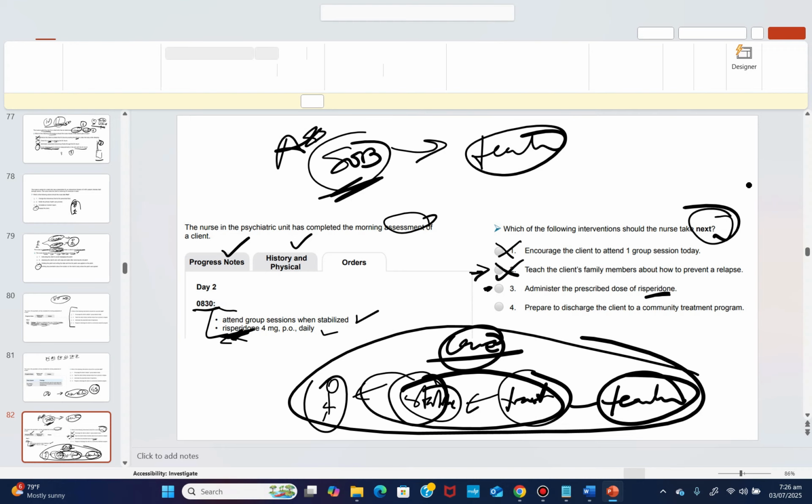Because see, number 4 is saying you should prepare for discharge, right? Prepare to discharge the client to a community treatment program. The patient is not stable and you want to discharge the client.